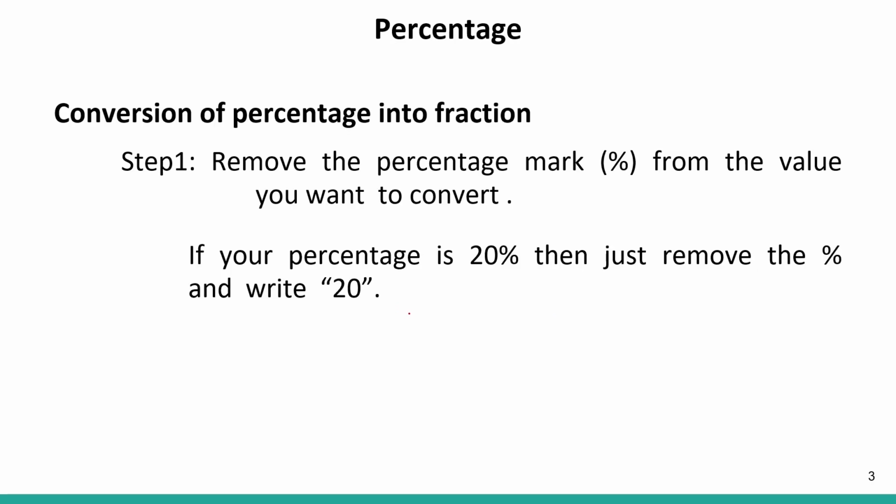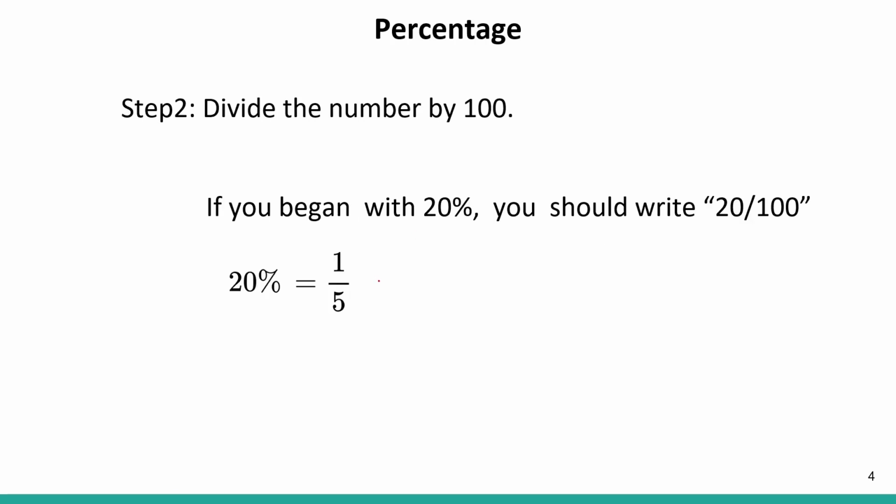So let's go forward. Let's remember conversion of percentage into fraction. What was step one? The step one was to remove the percentage mark first. If you are given 20%, you just remove the percentage symbol first. Then what you are left with is 20. Then you divide the number by 100. So if you begin with 20%, you should write 20 by 100. If you begin with 30%, you will be writing 30 by 100. So what is 20 by 100? 20 into 5 is equal to 100. That's why it is 1 by 5.